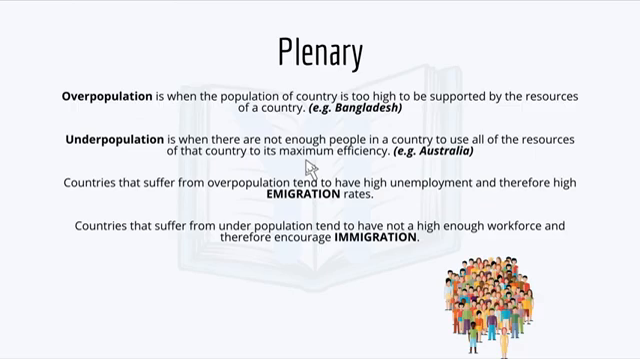So moving on to the last part of the lesson, the plenary. Overpopulation is when the population of a country is too high to be supported by the resources of a country, for example Bangladesh. And underpopulation is when there are not enough people in a country to use all of the resources of that country to its maximum efficiency, for example Australia.